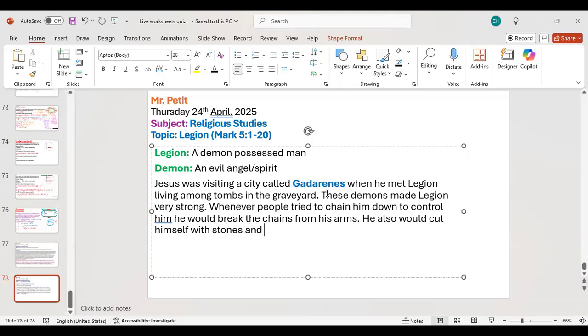They had self-harm back then. I did not know that. And what else? He cut himself with stones and was howling. He used to get naked and run around, howling and screaming like a wolf.